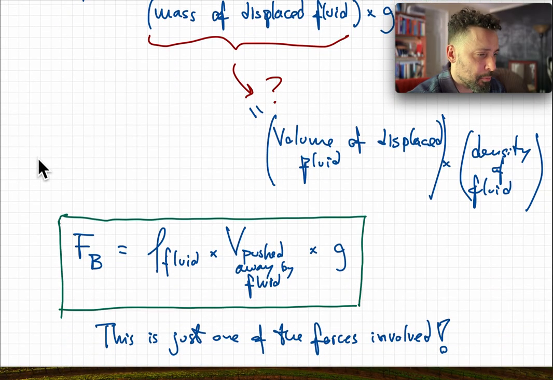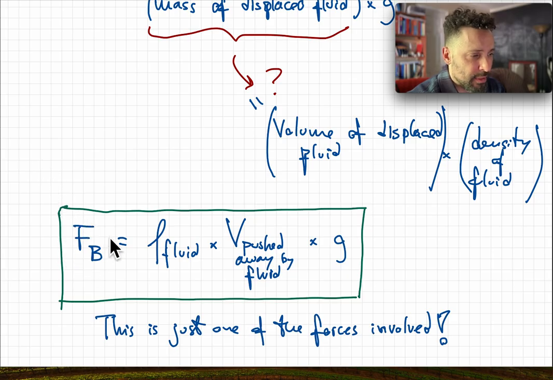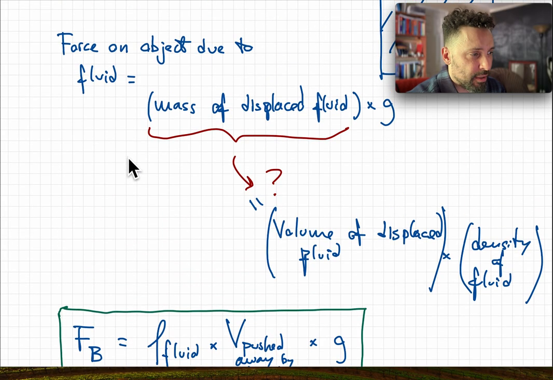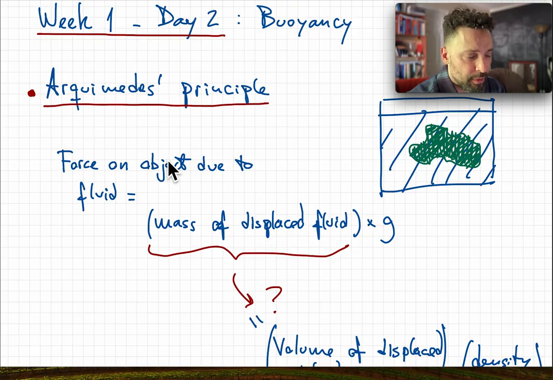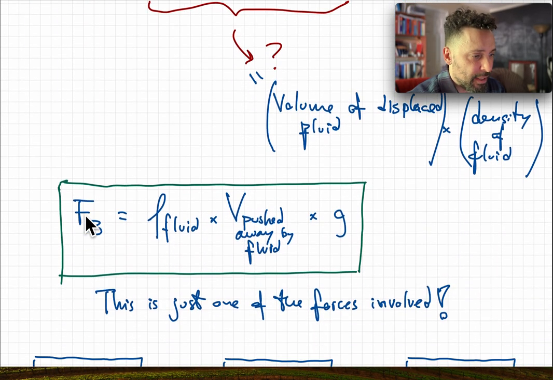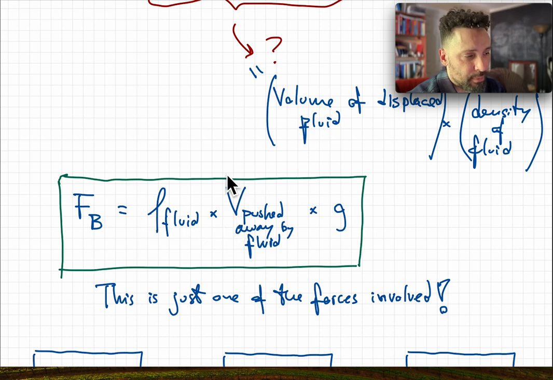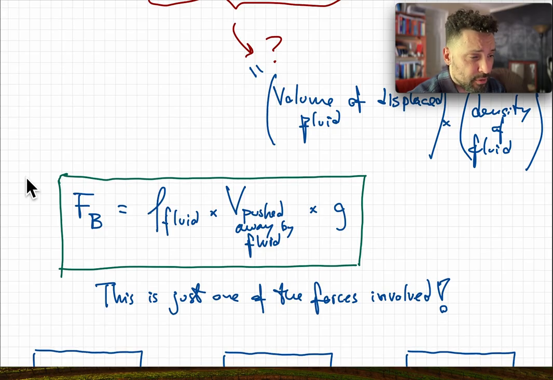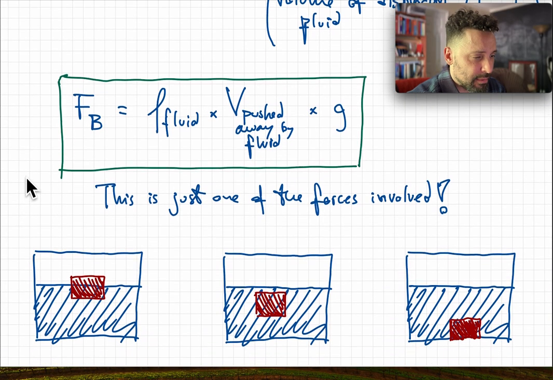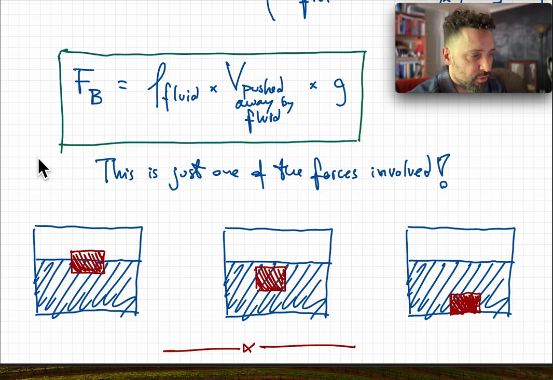And so that gives us this equation for the magnitude of the force that is experienced by the object due to the fluid. Remember, the force is upwards, buoyancy is always upwards, and the magnitude then is the density of the fluid times the volume pushed away, or displaced, by the fluid times gravity. And this is just one of the forces involved. There's of course the weight as well, and typically you will have situations like these shown here.